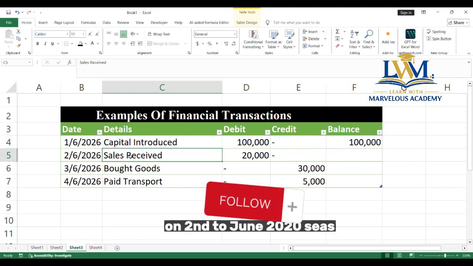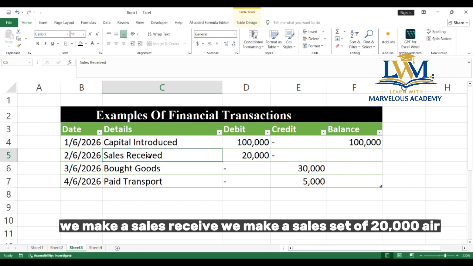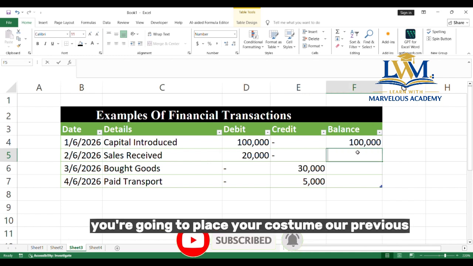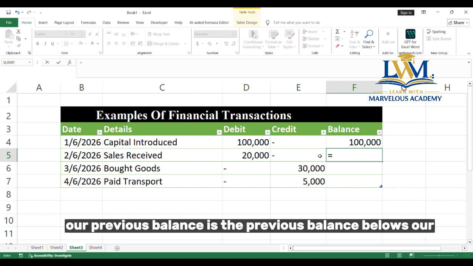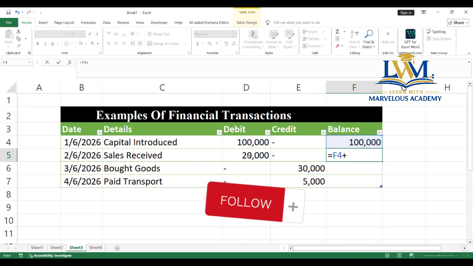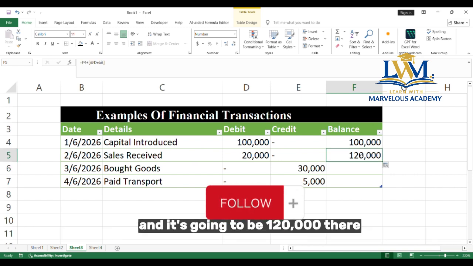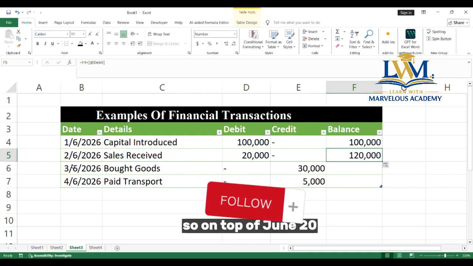On 2nd of June 2026, we received sales. We made sales of 20,000 naira. Let us calculate our balance. We press equals, our previous balance plus our debit. We click enter. It gives us 120,000 naira. This means our recent balance now is 120,000 naira.